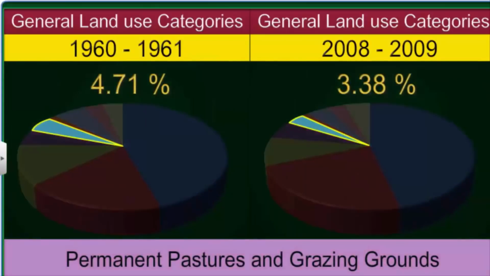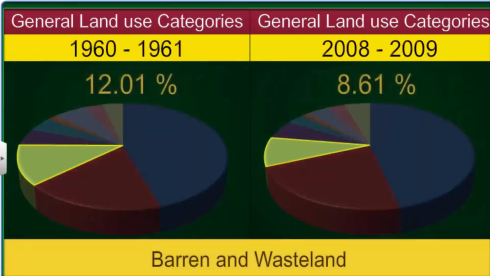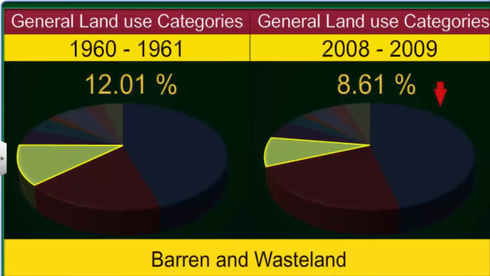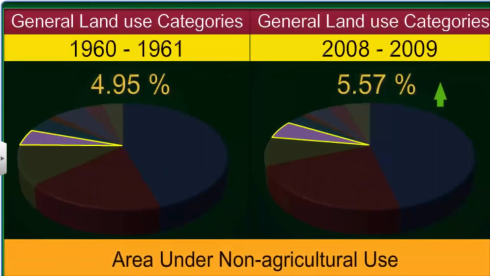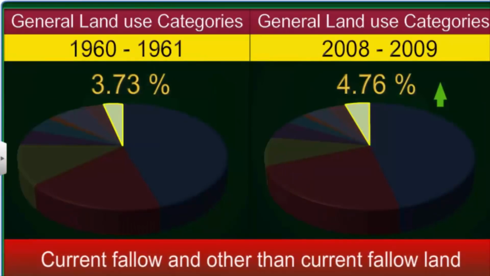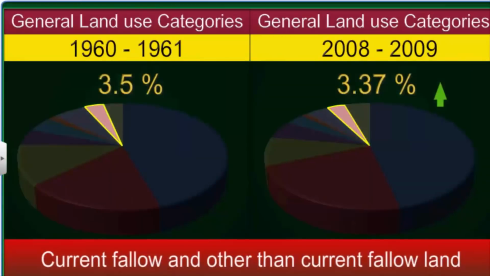Permanent pastures and grazing grounds decreased during the period. This is not a good sign for thousands of people engaged in cattle rearing. The percentage of barren and wasteland decreased by almost half during the given period. However, this reclaimed land is used mainly for non-agricultural purposes. Current fallow and other than current fallow land also increased during this period.